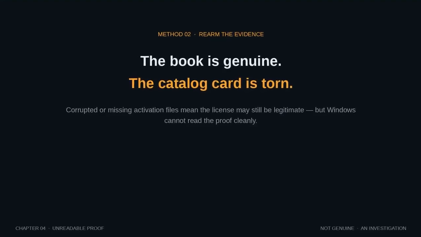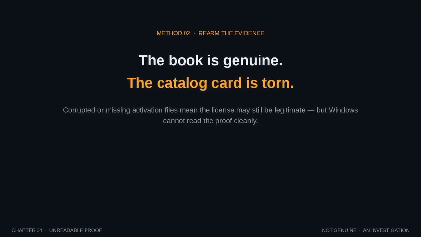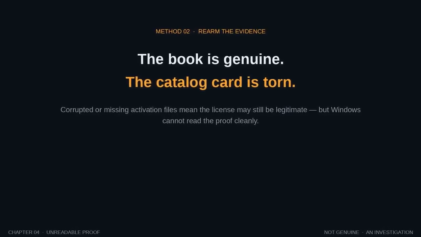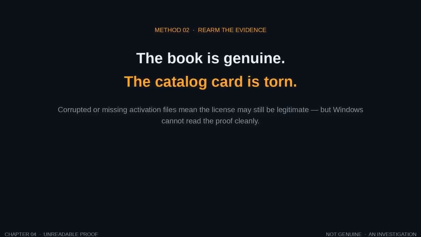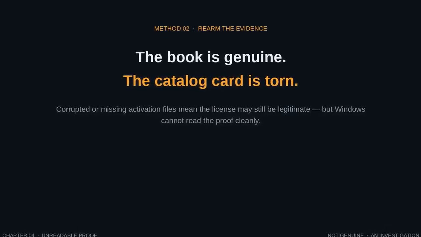Imagine a library that still owns the right book, but the catalog card is torn, the shelf label is wrong, and the barcode will not scan. The book is genuine, the proof path is broken. That is the corrupted activation file story in plain language. When the source points here, the remedy is not another key.